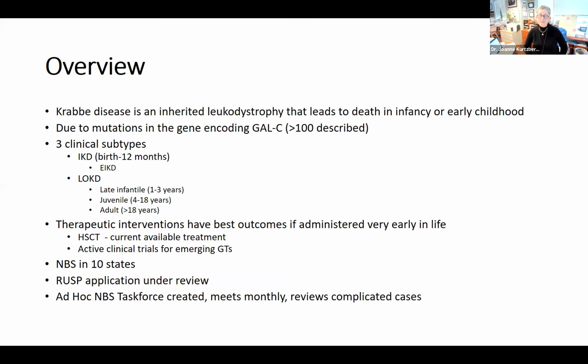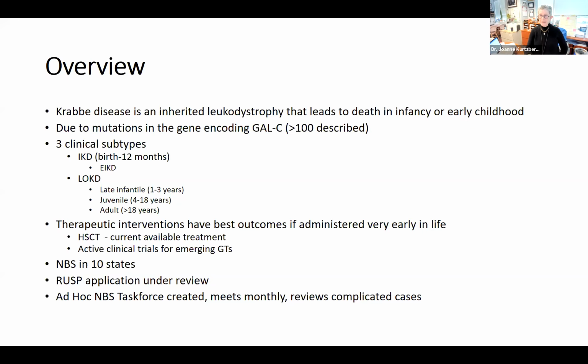And then later onset Krabbe disease, which can occur in older children between 1 and 3 years of age, in a juvenile form in children 4 to 18 years of age, and rarely in adults who are over 18 years of age. We know from experience over the past 2 decades that therapeutic interventions have the best outcomes if they're administered very early in life. And currently, hematopoietic stem cell transplantation is the standard of care for pre-symptomatic or early symptomatic patients. There are also a few active clinical trials for emerging gene therapies.